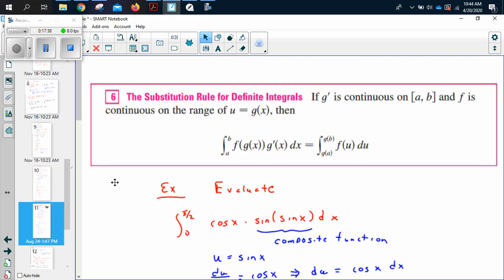Now, we also use the substitution rule for definite integrals. So if g prime is continuous on the closed interval a to b, and f is continuous on the range of u equals g of x, then the definite integral, and you've got f of g of x times g prime x, you need to change the endpoints to be in terms of u. So you go g of a, g of b, f of u du. And I'll explain what I mean by that.